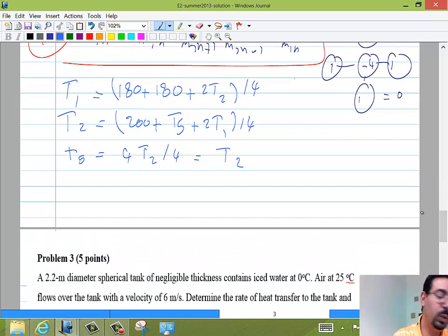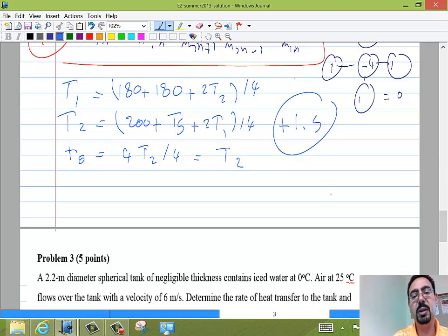Right? So writing those equations correctly is worth 1.5. So now just solving them together, it's not 3 equations, 3 unknowns. Those are actually 2 equations, 2 unknowns. So you just solve them by substitution. You take T2 from the first one and you plug it in the other one, and you get T1 and T2.